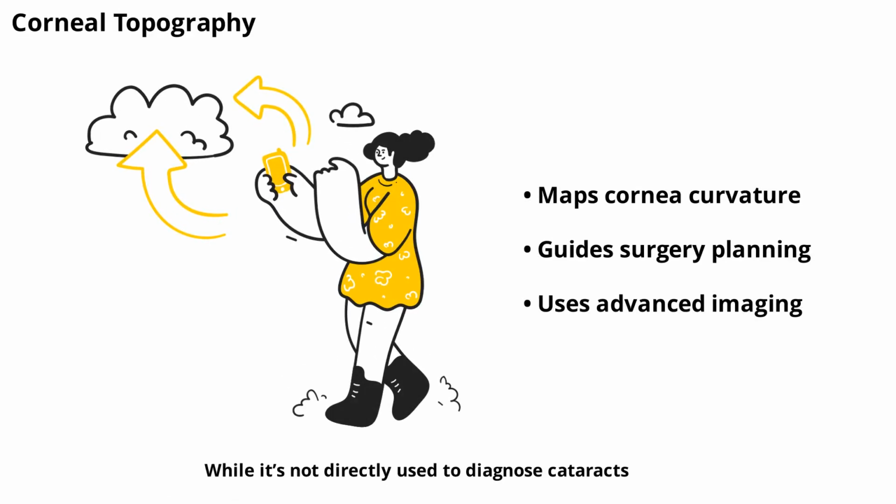While it's not directly used to diagnose cataracts, it's helpful in planning cataract surgery and ensuring optimal vision correction. The test uses advanced imaging technology to create a detailed map which guides the selection of intraocular lenses and surgical techniques. Corneal topography is especially important for patients with irregular corneas or other eye conditions.